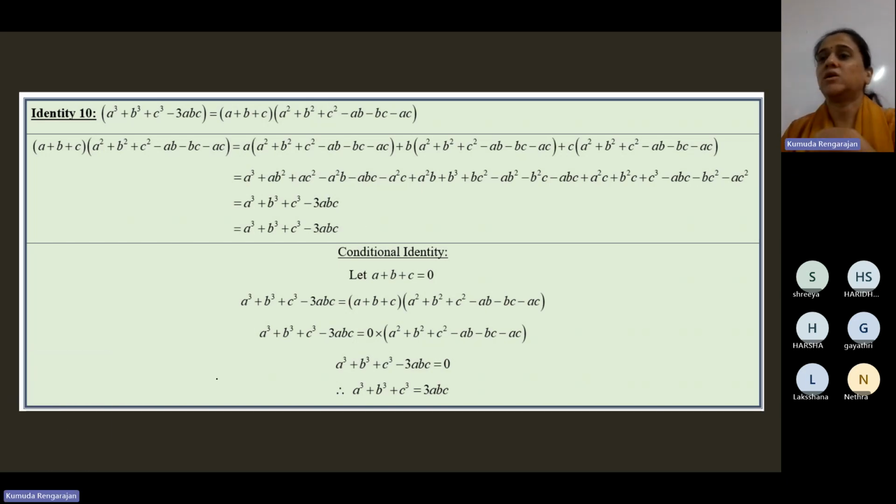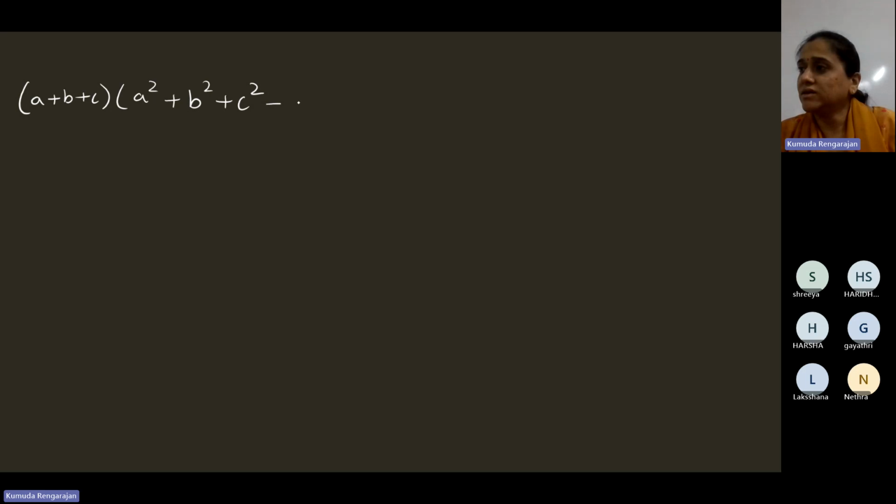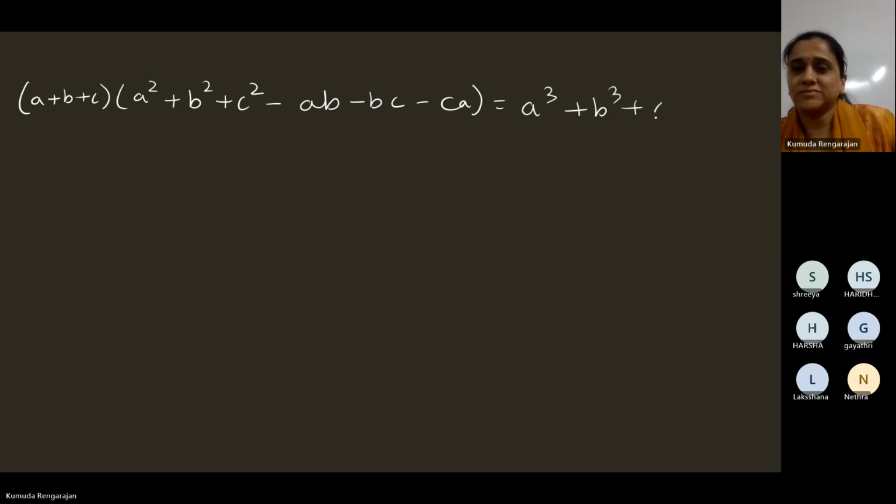So this is again a very important identity. A plus B plus C into what? A squared plus B squared plus C squared minus AB minus BC minus CA. I've written it the other way around. A plus B plus C into A squared plus B squared plus C squared minus AB minus BC minus CA is equal to A cubed plus B cubed plus C cubed minus 3ABC.